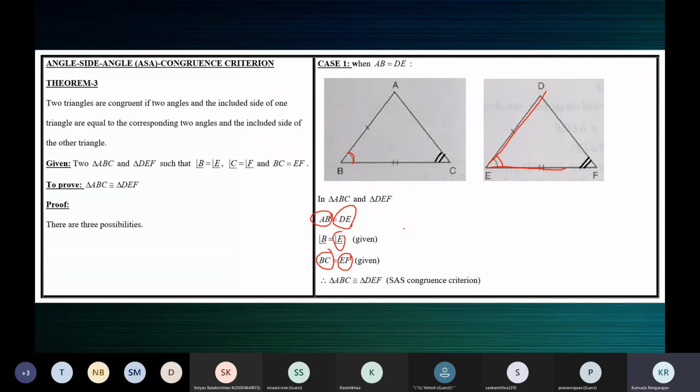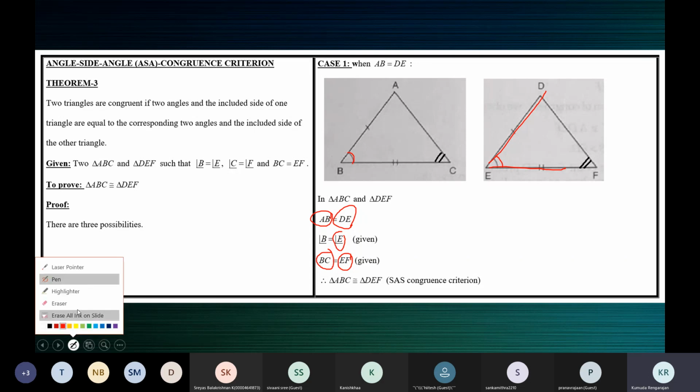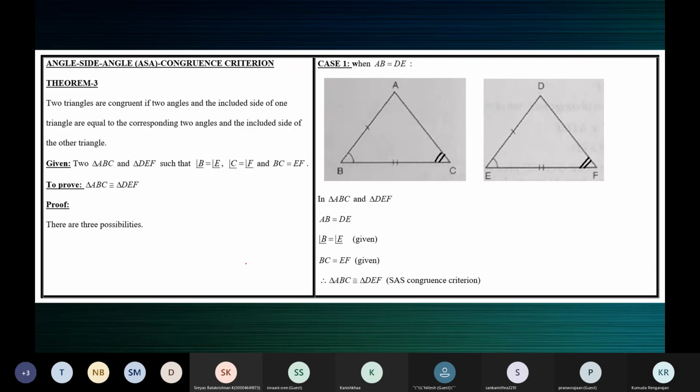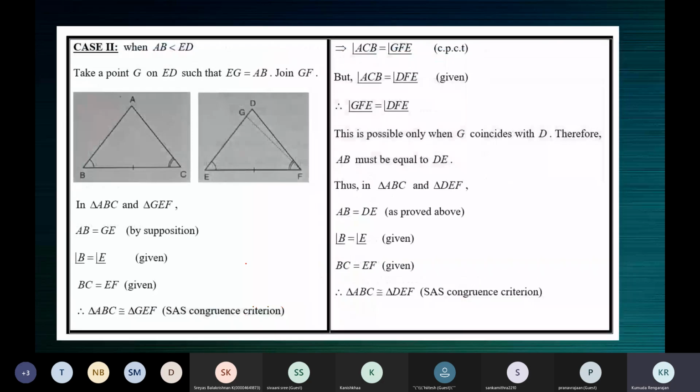So if we assume AB is equal to DE, then the two triangles are congruent by the SAS congruence criterion. So they're congruent. But what if AB is not equal to DE?